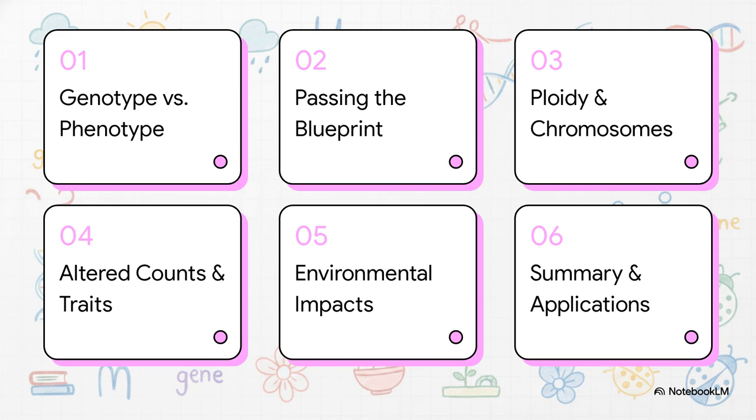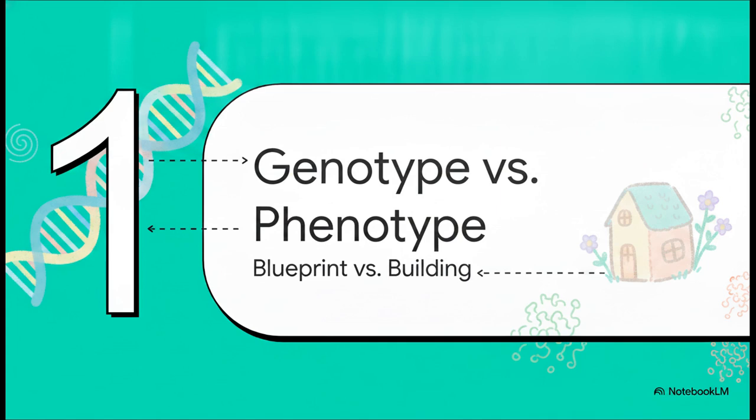Here is our roadmap for today. We'll be looking at genotype versus phenotype, passing down the blueprint, ploidy, which is basically counting chromosome sets, altered counts and altered traits, environmental impacts on phenotype, and finally, a summary and some real-world applications. All right, let's start with part 1.